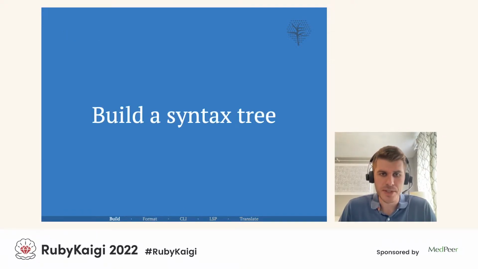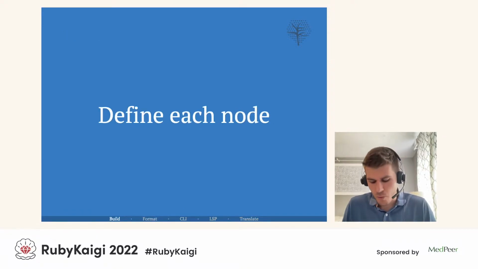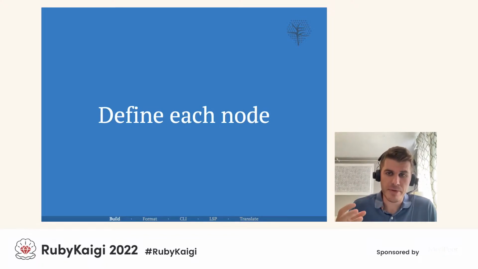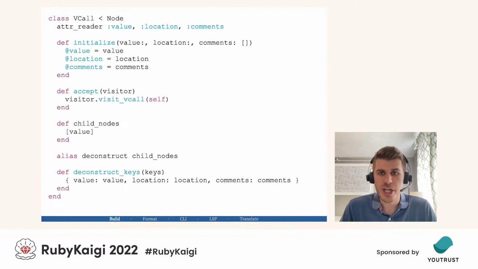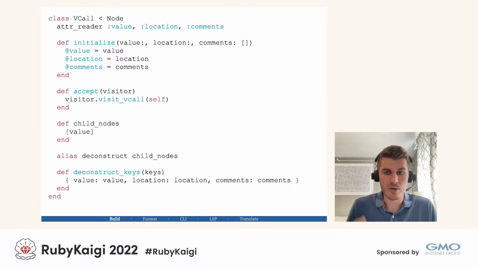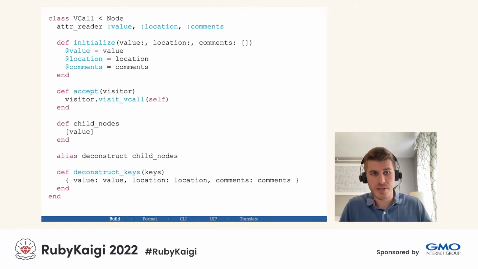So first step, building a syntax tree. For each node in the tree, I needed to define the shape and the types and various methods that were going to be common to each kind of node. This is the general shape of one of the nodes in the trees. You can see it has, for this instance, a vcall, which is basically a method call that can be either a method or a local variable. It has a value, which is the actual identifier that is housed inside of it. It's got a location, which is the location in source that the node came from.